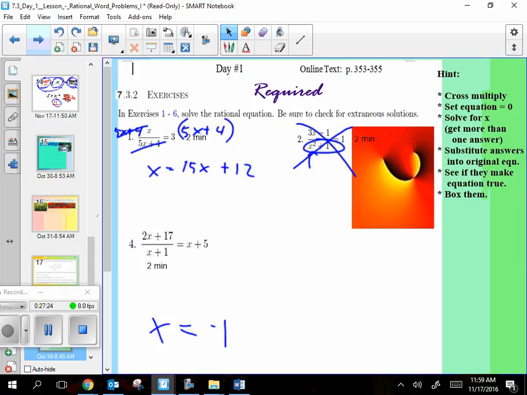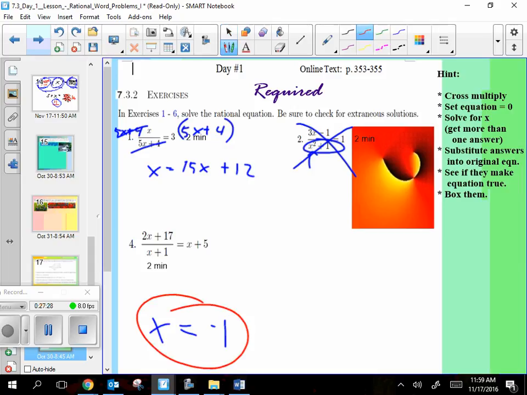It's a solution that doesn't really work. Why? Because it would crash. If you actually put it in, it would crash your function. So you have to watch out for this, and you have to watch out for square roots.